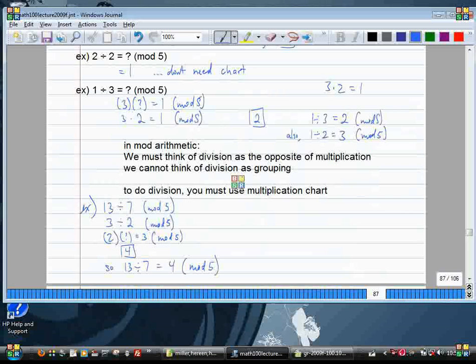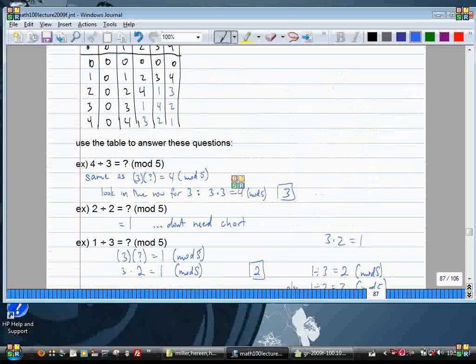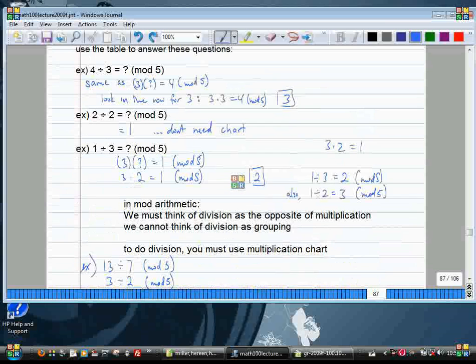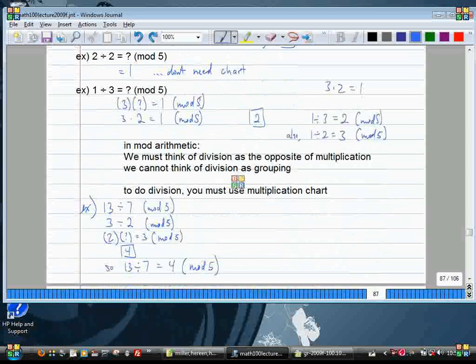So 2 times what equals 3 mod 5? Let's look at the chart. 2 times what gives you 3? Here's the 2, and we want the answer to be 3. So the answer is 4. The number that we're looking for is 4. Okay.